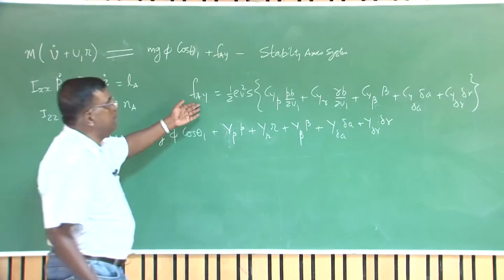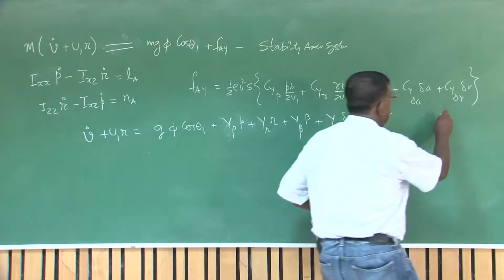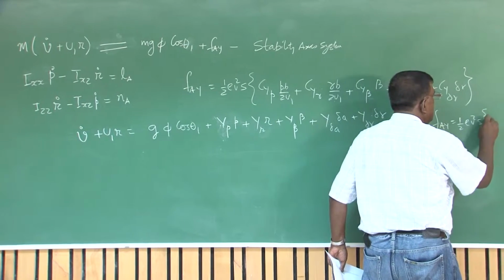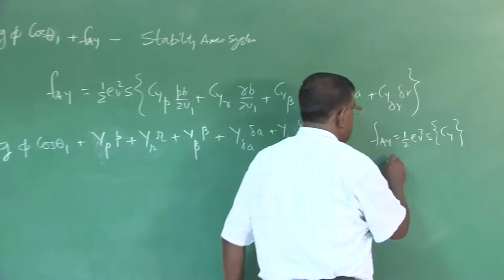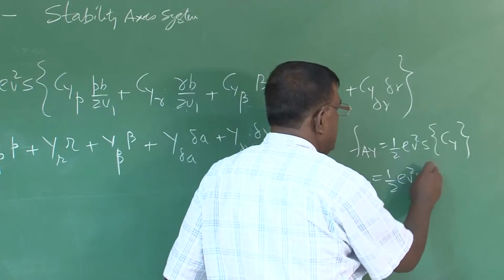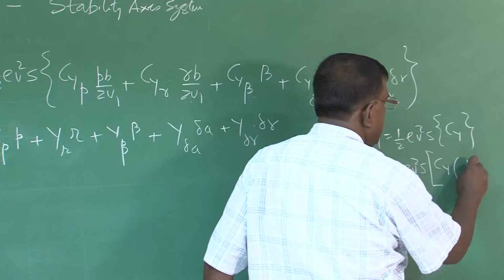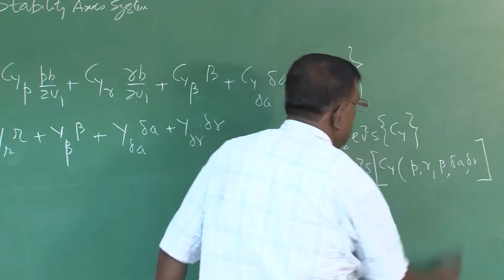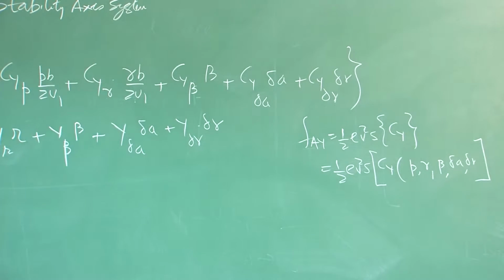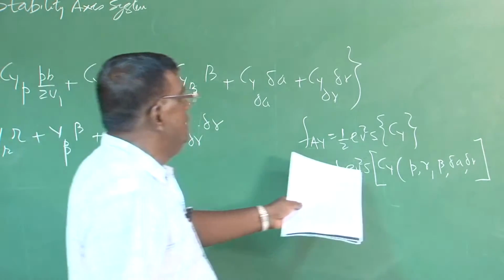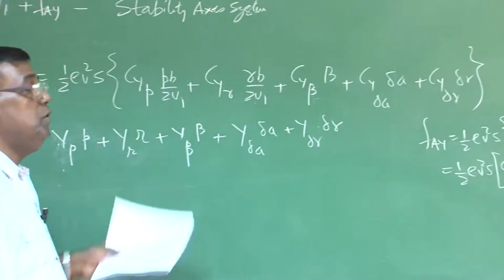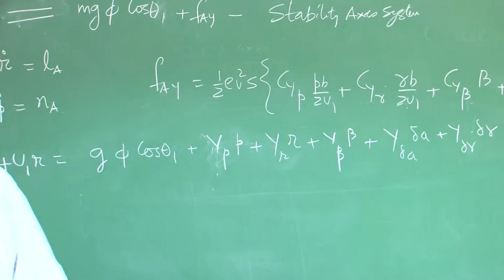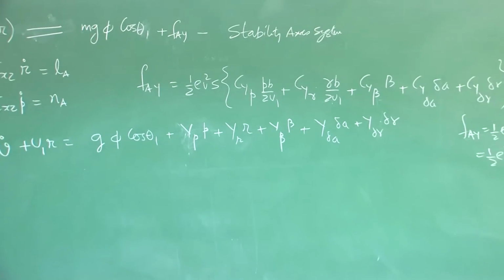We know this expansion, we have seen it, because what is FAY? FAY is half rho V square S into CY. And CY is a function of P, R, beta, delta A, delta R. And assuming aerodynamics to be linear, we have expanded this as CYP into Pb by 2U1, and Pb by 2U1, you know, b by 2U1 we have multiplied to non-dimensionalize P, all the rates.